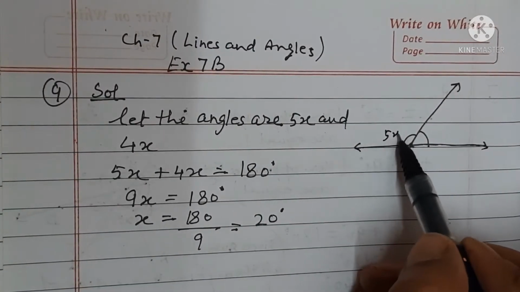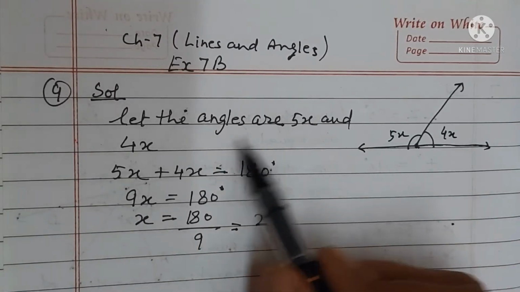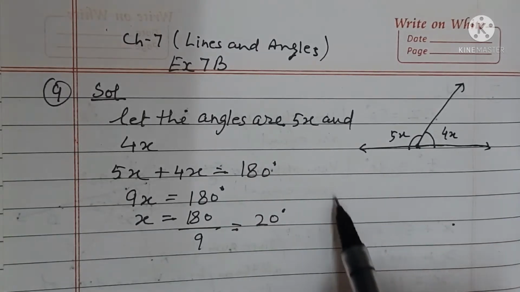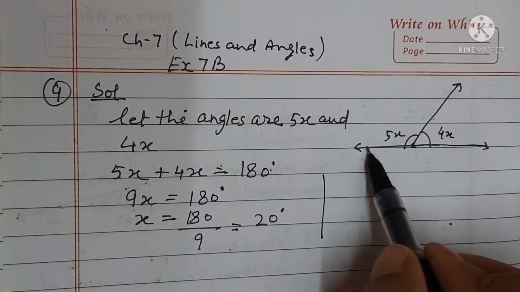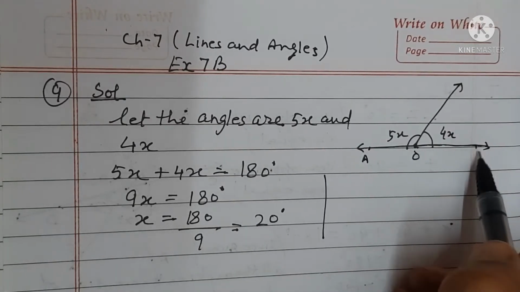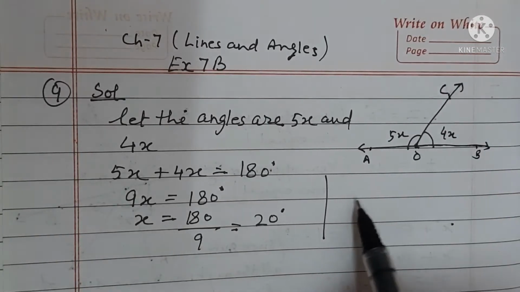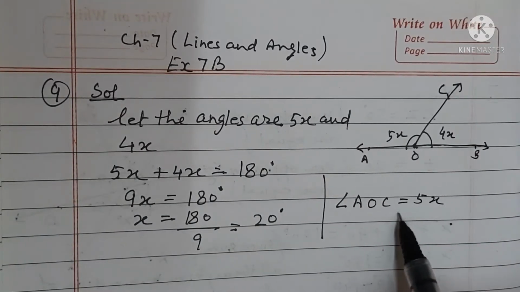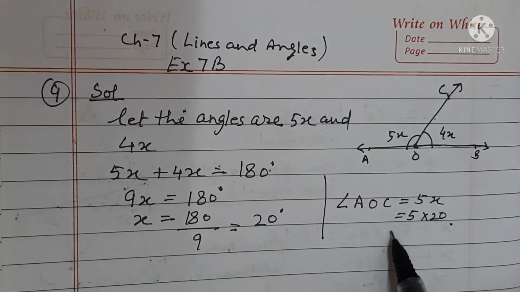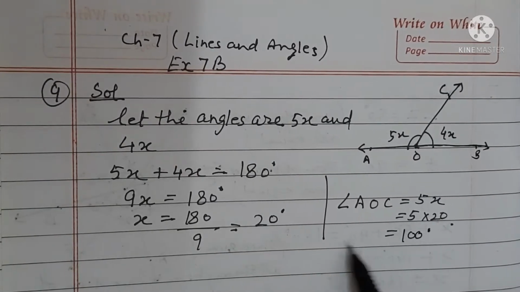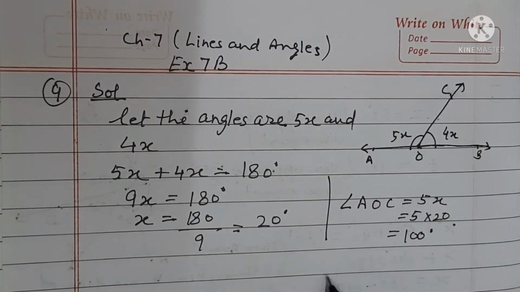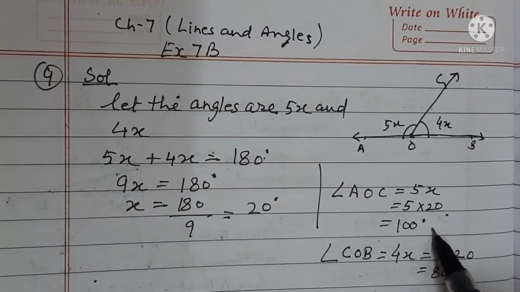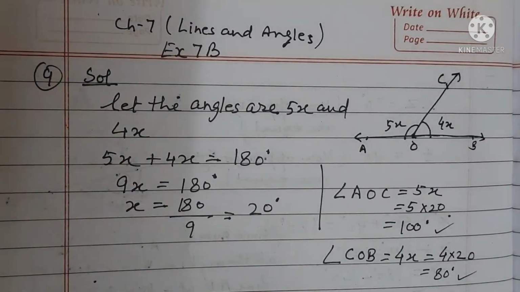Suppose this is 5x, this is 4x. Each angle you can multiply by x and get the angles. Suppose A, O, and this is B, this is C. Here angle AOC is equal to 5x, means 5 into 20, which is 100 degrees. Similarly, you can find the angle COB. These are the required angles. Next, question 10.